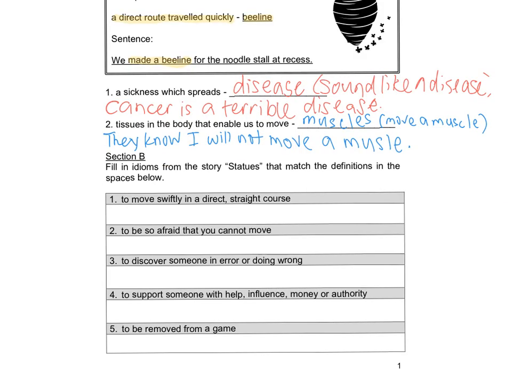Alright, let's move on to section B. Okay, we are supposed to match the definitions of the idioms found in the story statues. Number 1, to move swiftly in a direct straight course. So based on what you have learned, it would be make a beeline. Number 2, to be so afraid that you cannot move. That would be frozen stiff.